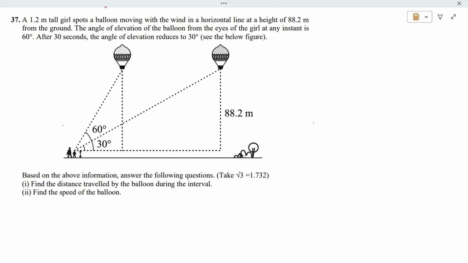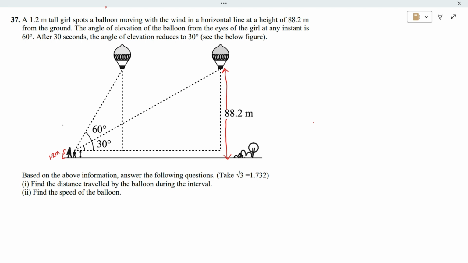Let's move on to question number 37. A 1.2-meter tall girl spots a balloon moving with the wind in a horizontal line at a height of 88.2 meters from the ground. So from the ground, in the sense the height of the balloon with respect to the ground, okay, the base is 88.2, and they said the tall girl is standing at 1.2 meter.